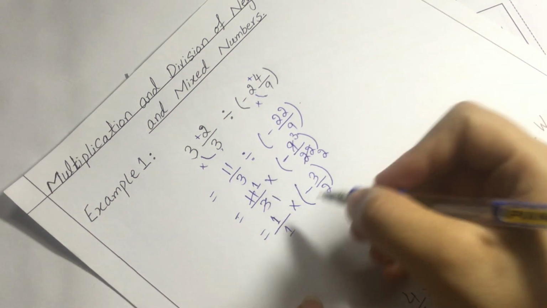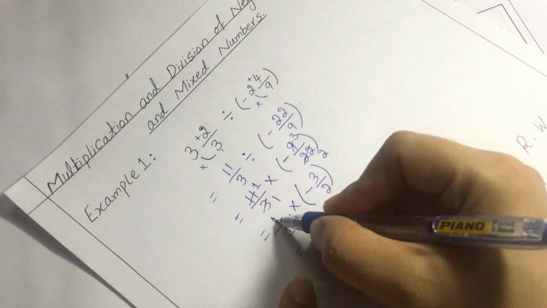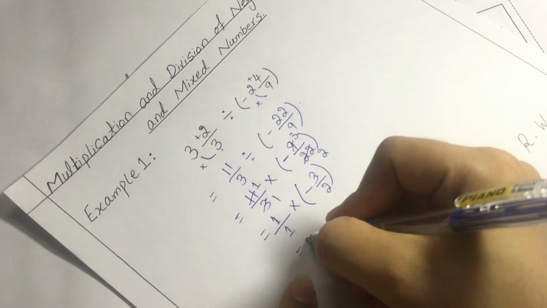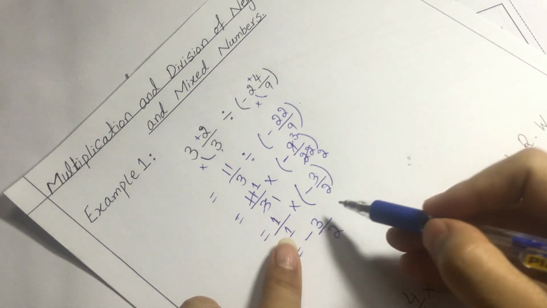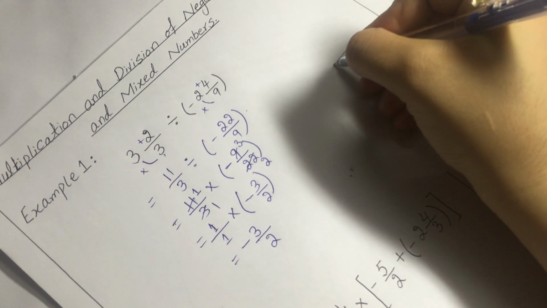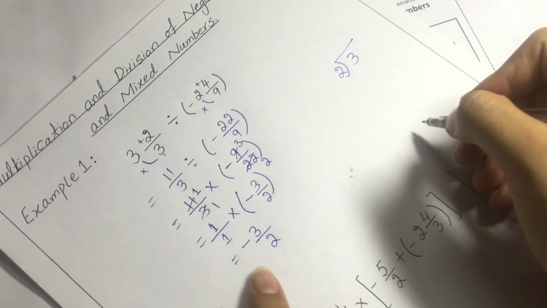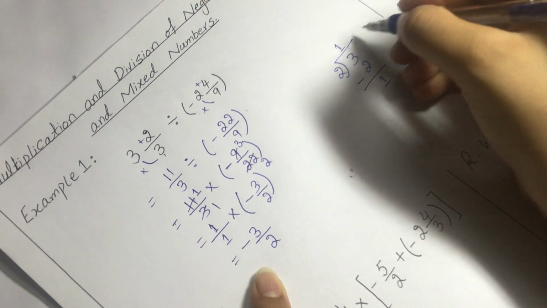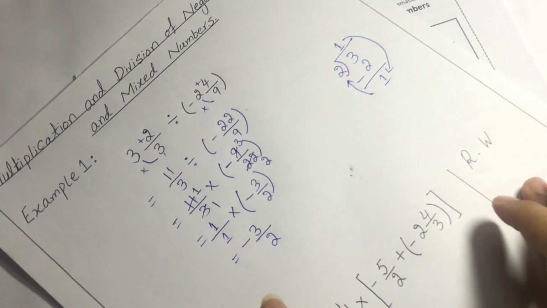3 over 2, right? Now you can see no more simplification is possible, so we will multiply the numerators. 3 1s are 3, as 3 is negative, so we will write negative 3 and 2 1s are 2. Now you can see 3 over 2 is an improper fraction, so we will divide, right? 3 by 2. 2 1s are 2, 3 minus 2 is 1, so we will write it as a mixed number, right?